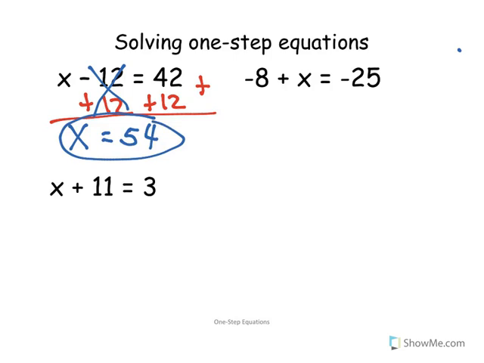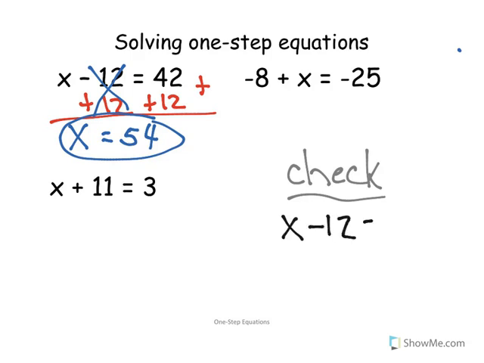Now, I'm not going to check every equation because this lesson would be 3 times this long and it's already going to be pretty lengthy. But I will check the first one and maybe I'll check 1 or 2 more. Okay, x minus 12 equals 42.